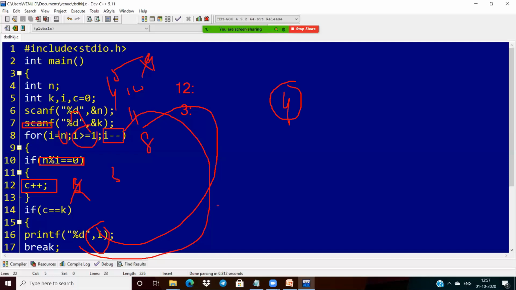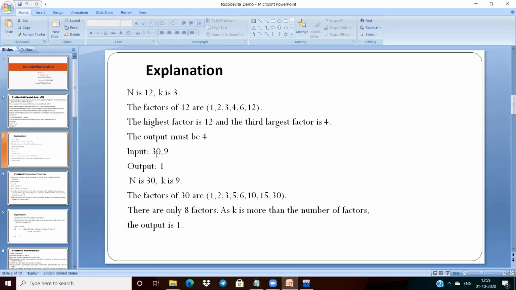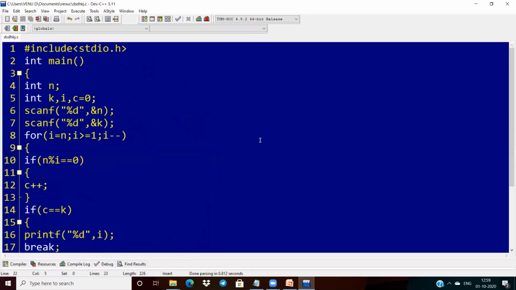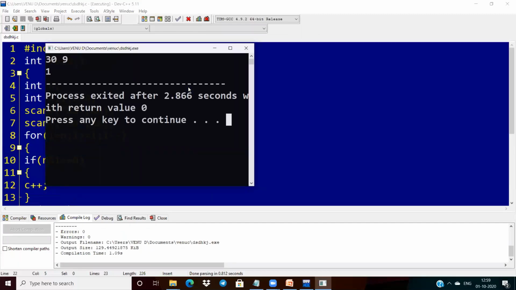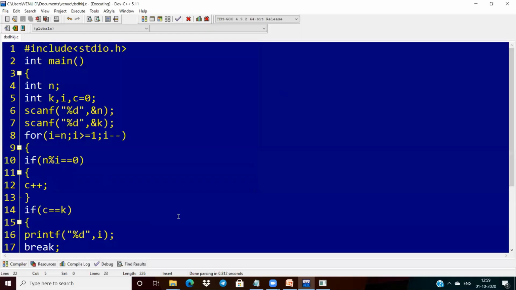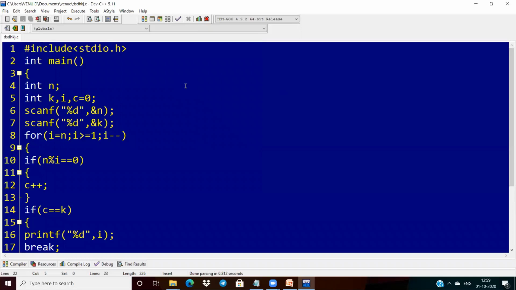Similarly, what about the second scenario? The second scenario is 30 and 9. If I am giving this input, 30 and 9, then what is the output here? 1. Why? Because here I want to get the ninth largest factor, but 30 actually has only 8 factors. How can we get a ninth factor? It's not possible. So in this scenario, you will get the output as 1. Let us see the analysis of that also.